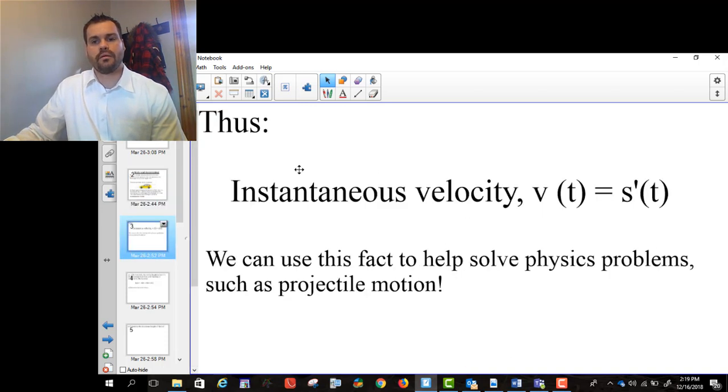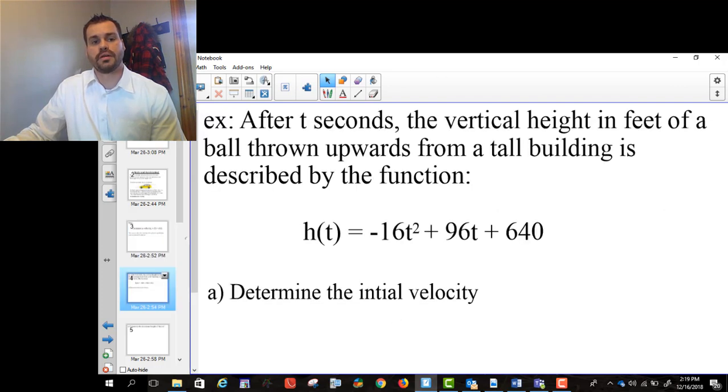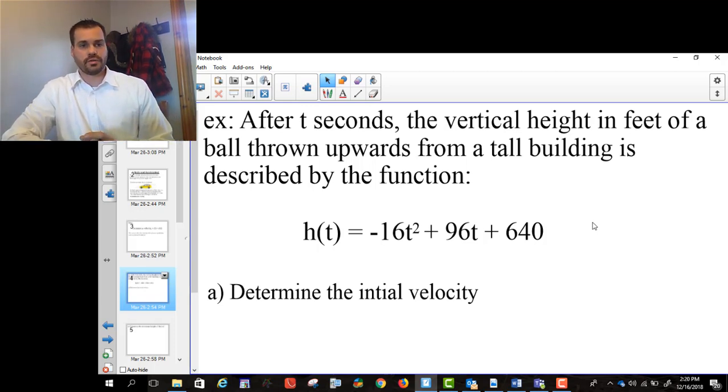So here's what we end up with. This is the piece of information that we need to understand to solve physics problems, like projectile motion problems like this. After t seconds, it says the vertical height in feet of a ball thrown upwards. So we're talking about feet, and the reason is because I took this from the textbook that we're using, and the textbook that we're using is American, so it uses feet and miles and those things. But it gives me a height function, and it says determine the initial velocity.